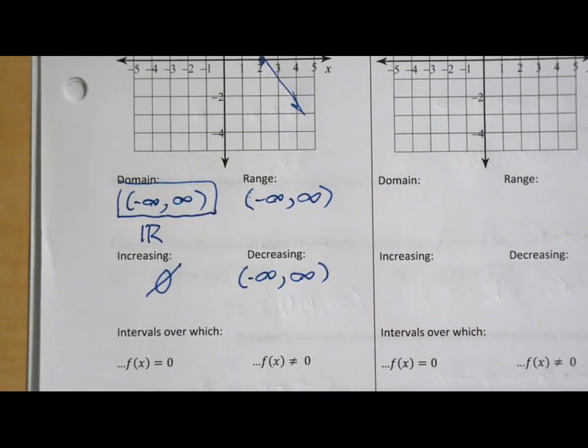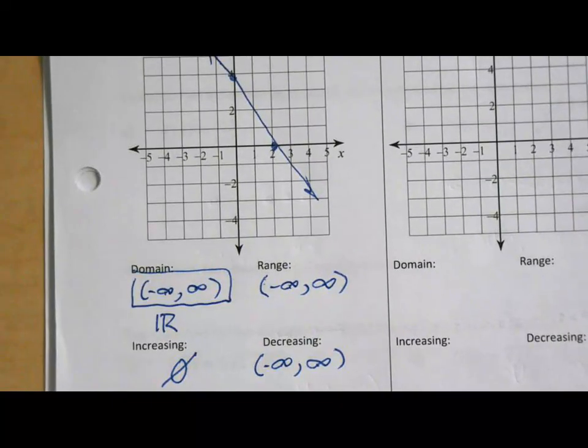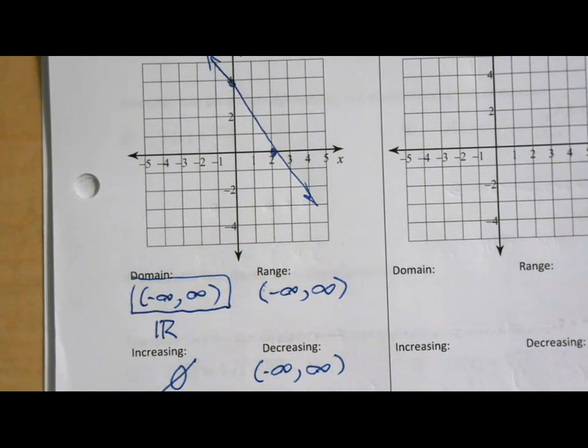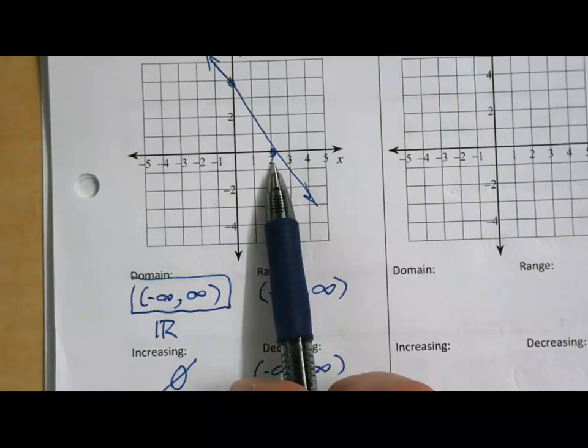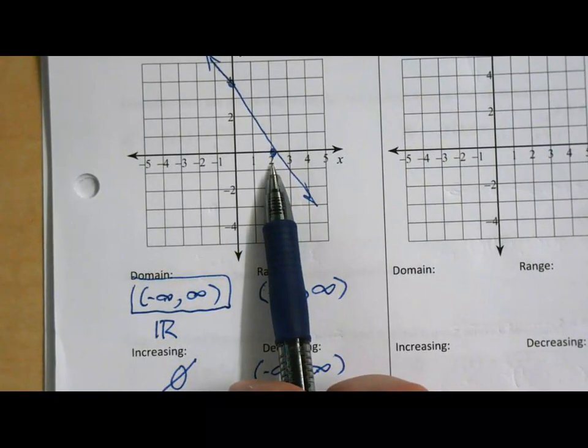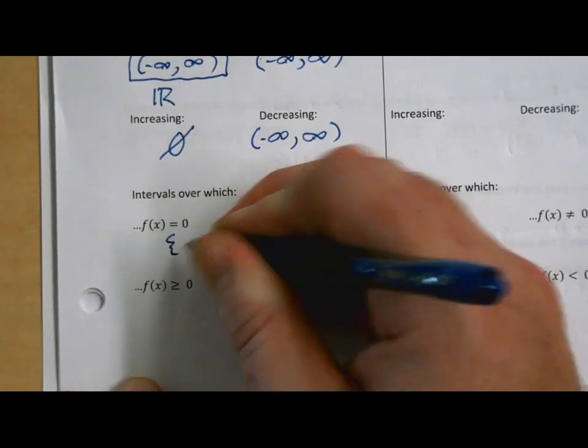All right. Down at the bottom, this is similar to what we just did. Can you write for me in interval notation the x values for which the y is equal to 0? Looks like a single value to me. So put it inside of some curly braces. Where is y equal to 0? Y is equal to 0 when x is 2.